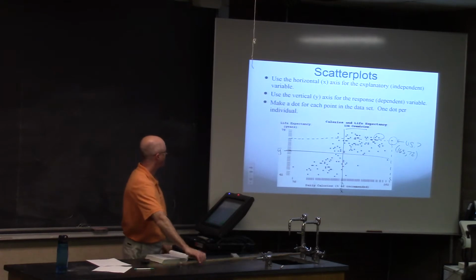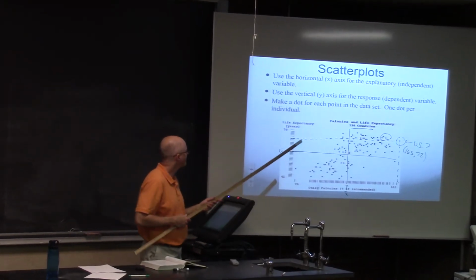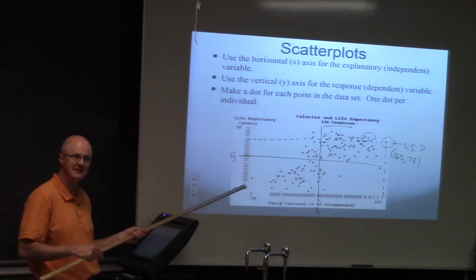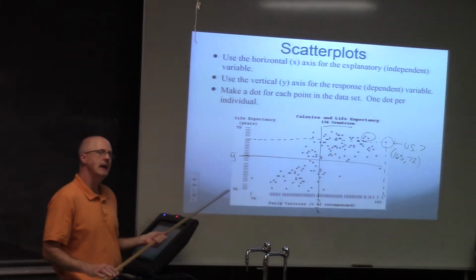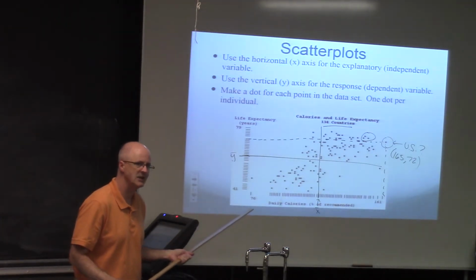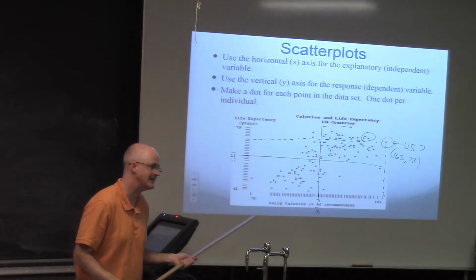So we ended lecture A looking at this graph, at the relationship between daily calories and life expectancy, and what we said is it's a positive association. Now, here comes the really tricky part. What does that positive association mean? And what might it not mean?